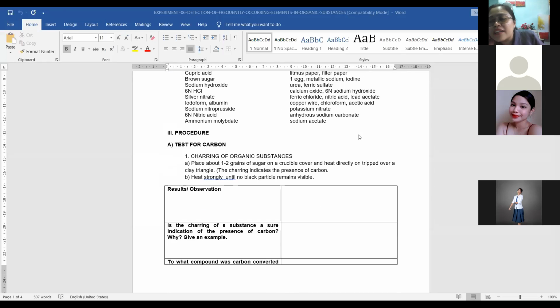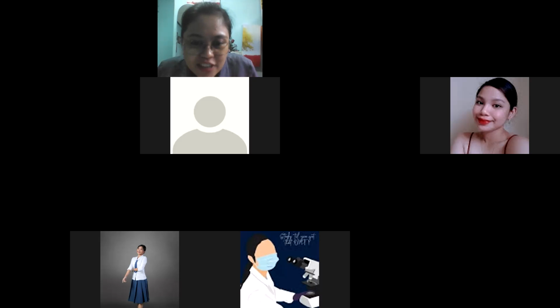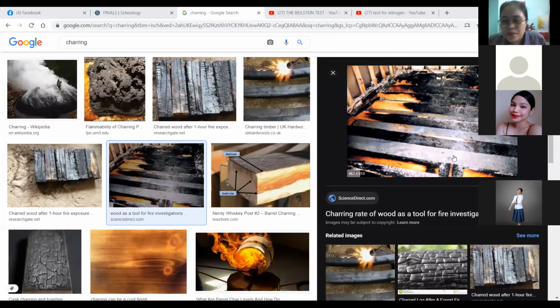When we burn carbon, class, what you get is char. We call it char. Char is the term for the substance that remains when you burn an organic substance or compound. The process is called charring and the product is called char. So this is made up of carbon.